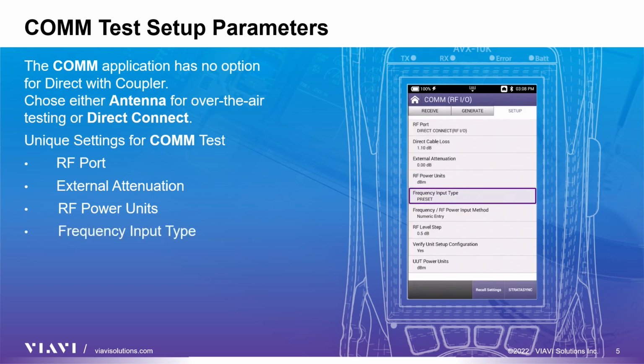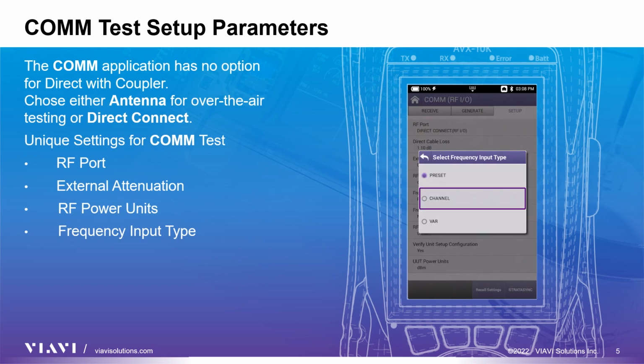The frequency input type can be either preset, channel, or variable. Preset provides a set of 3 fixed frequencies. Channel allows the selection of any on-channel frequency. VAR allows for direct entry of a frequency.